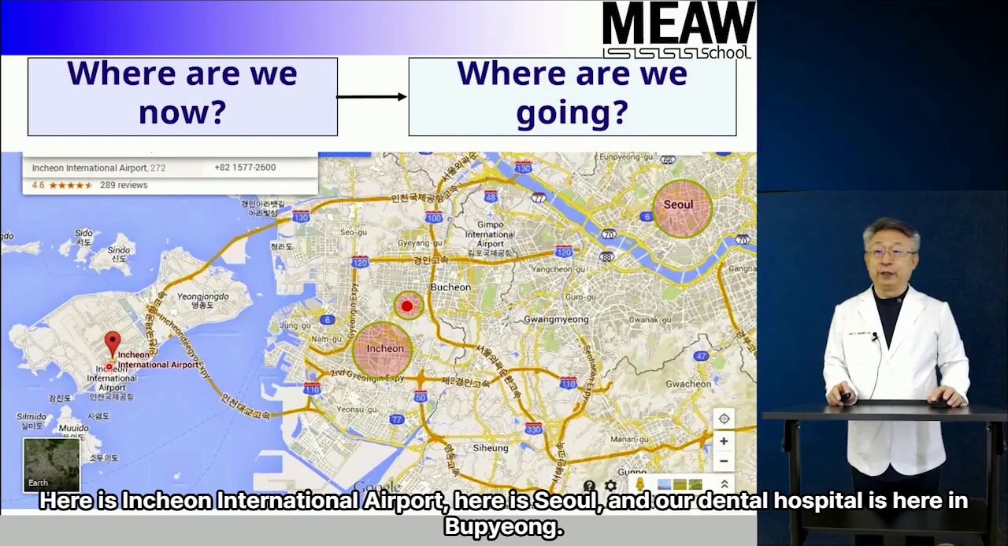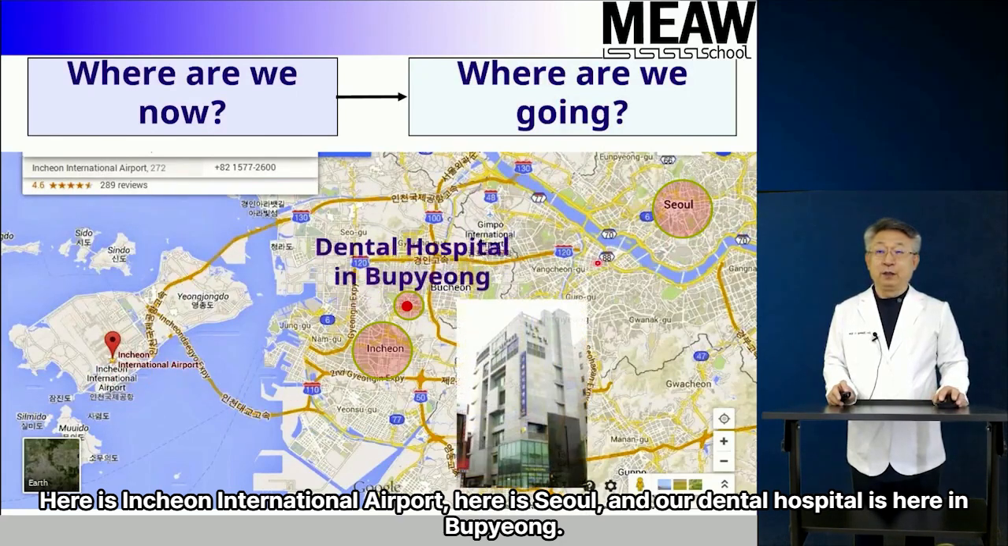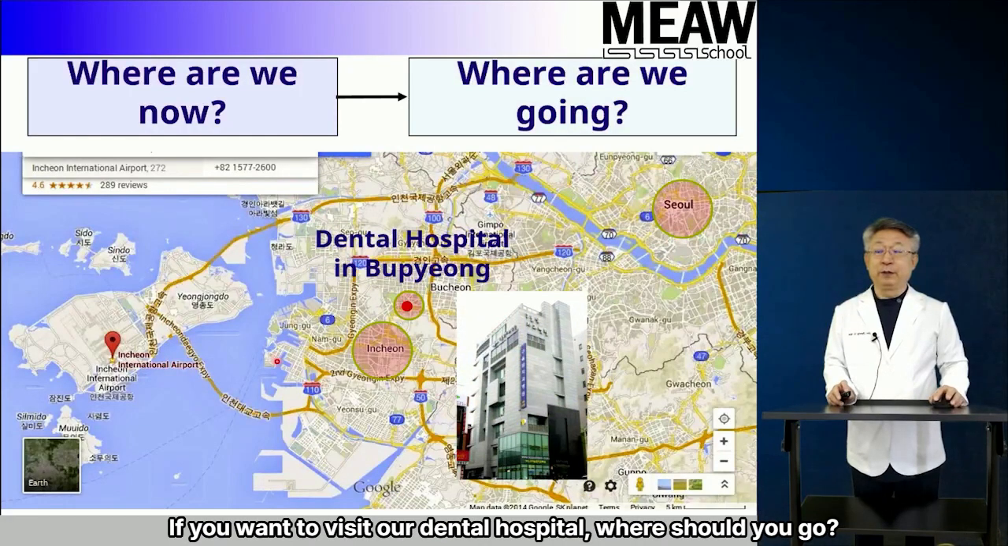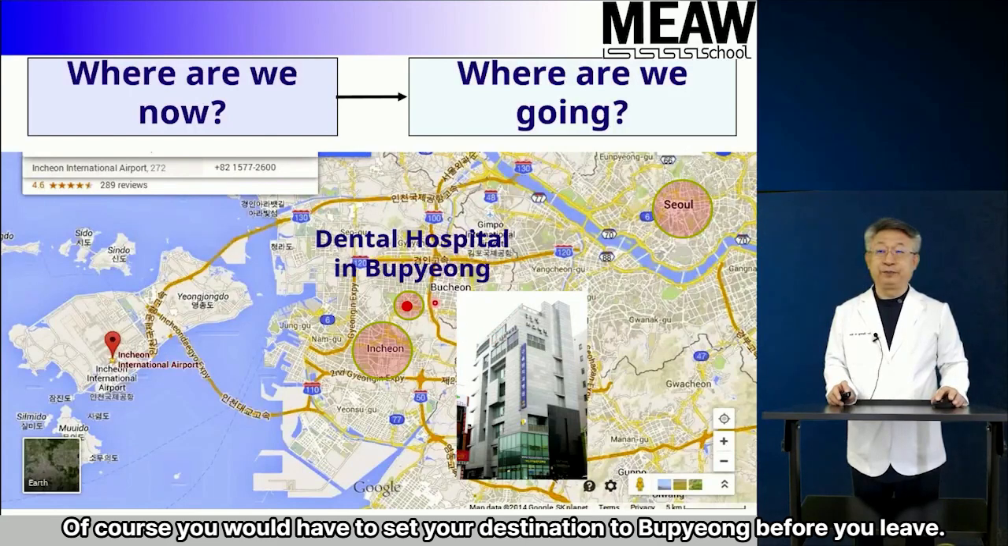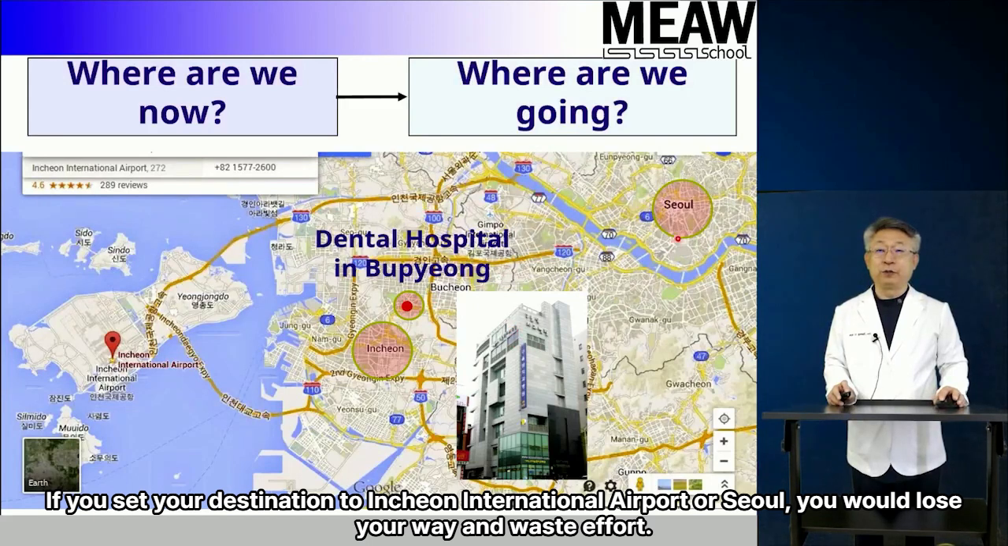Here is Incheon International Airport, here is Seoul, and our dental hospital is here in Bupyeong. If you want to visit our dental hospital, where should you go? Of course you would have to set your destination to Bupyeong before you leave. If you set your destination to Incheon International Airport or Seoul, you would lose your way and waste effort.